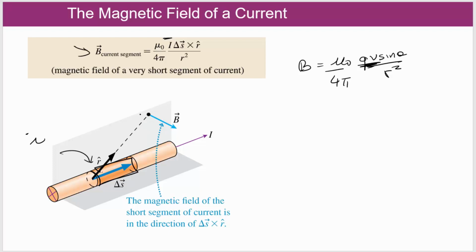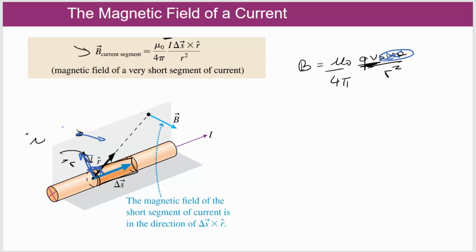Now if we take a look at this point, again this would be r, and you can imagine that the magnetic field at this point would be even larger, and the reason is because the velocity is perpendicular to r. So v sine of theta is now just v, and this would be the direction of the magnetic field.